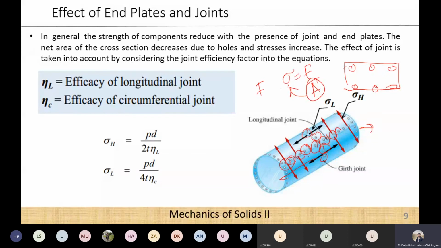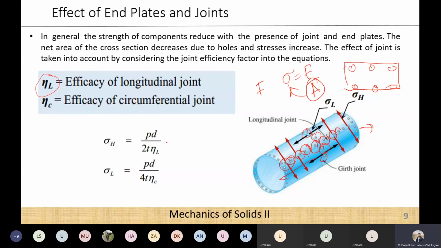So for different types of joints, there are two factors. For the longitudinal joints, the factor is the efficiency of the longitudinal joint, which, for different types of joint, is specified by the manufacturer, indicating how much strength will be reduced when you install this type of joint. So we will be provided with this factor, N_L or N_C, and obviously we know that it will cause an increase in the stress.